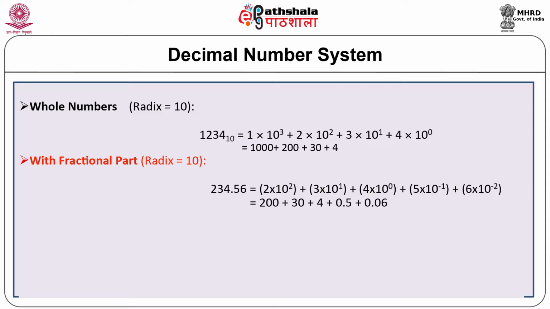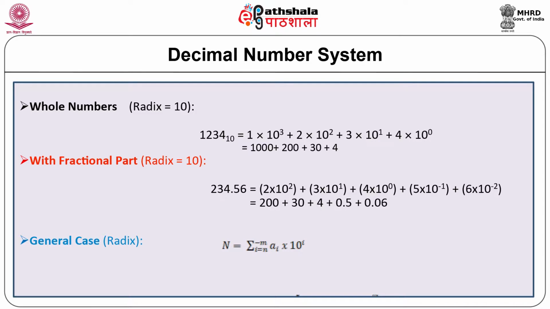Let us consider a representation of a complete number. 234.56 is equal to 2 into 10 raised to 2 plus 3 into 10 raised to 1 plus 4 into 10 raised to 0 plus 5 into 10 raised to minus 1 plus 6 into 10 raised to minus 2. This results in 200 plus 30 plus 4 plus 0.5 plus 0.06.